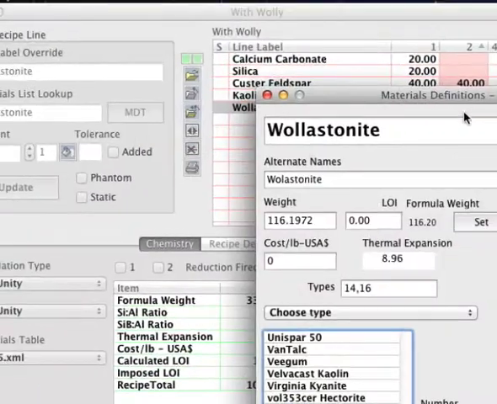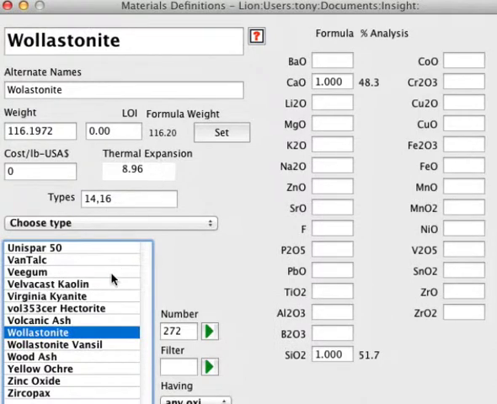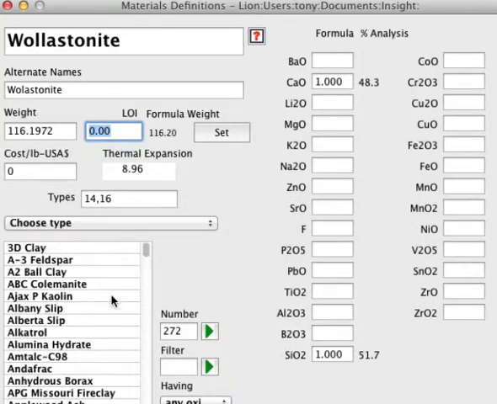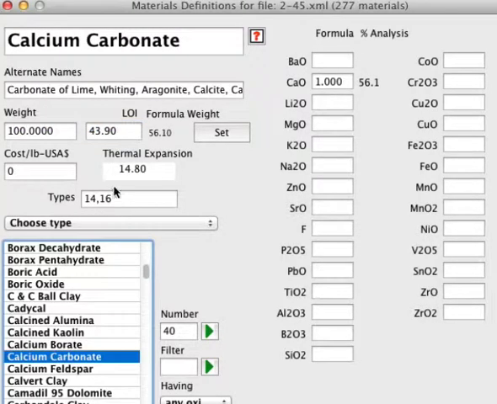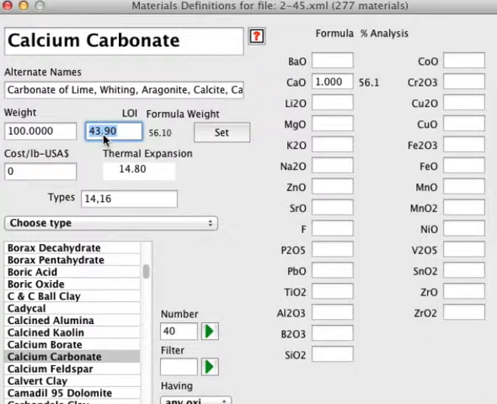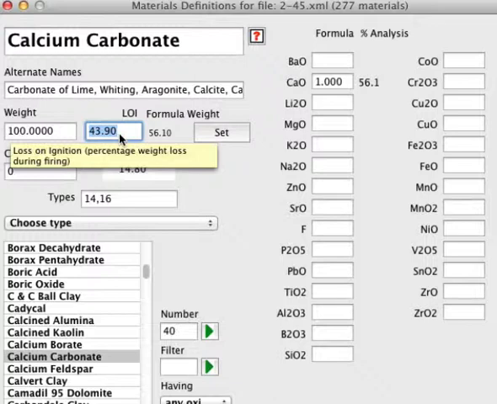Now, if I double-click Wollastonite here to bring up the materials dialog, notice that it has a 0 LOI. Now let's compare that with calcium carbonate. 43.9% of that goes up the chimney during firing as gases. So only the remainder is supplying the CaO. So even if I could deem the calcium carbonate powder and the wollastonite powder to contribute equal amounts of CaO, this messes up that assumption because a lot of the calcium carbonate is lost during firing. So I'll close this dialog.